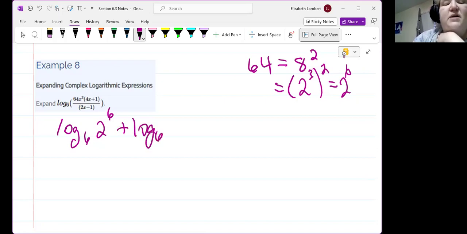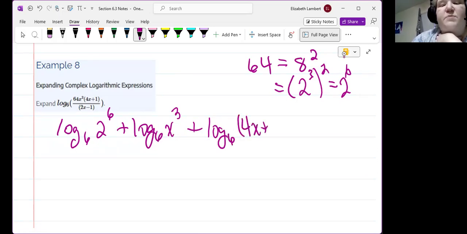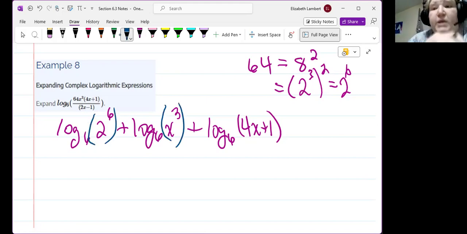log base 6 of x to the third plus log base 6 of 4x plus 1 in parentheses. If you don't put the parentheses, people will assume wherever the multiplication is, that's inside the log. But if you wrote a plus after that, they will assume that is outside the log. If you're ever getting confused, feel free to go back and drop parentheses around what you know was inside the logarithm. So that way you're not confused looking at it later.